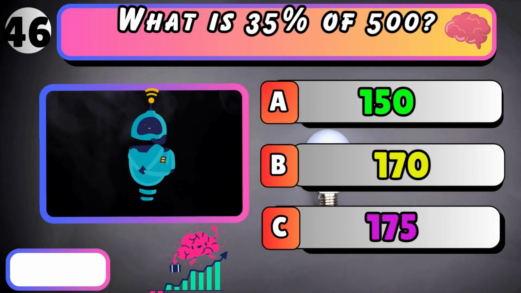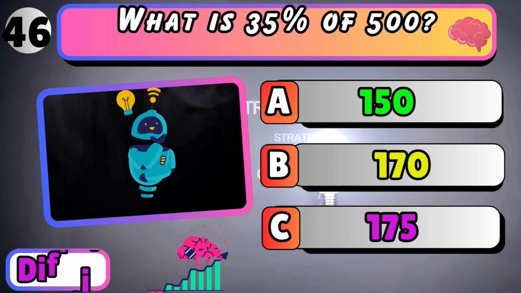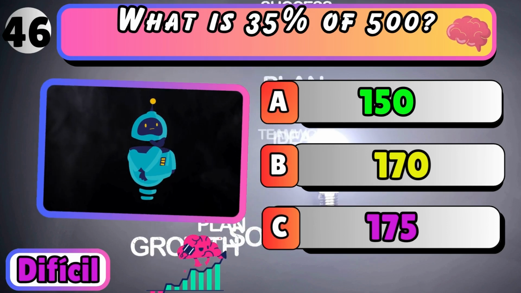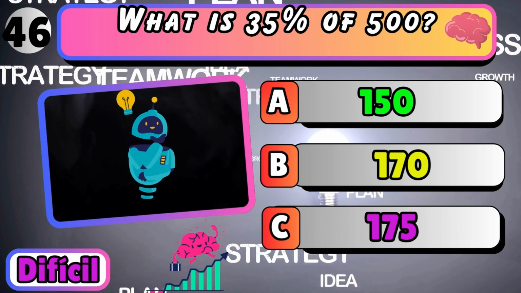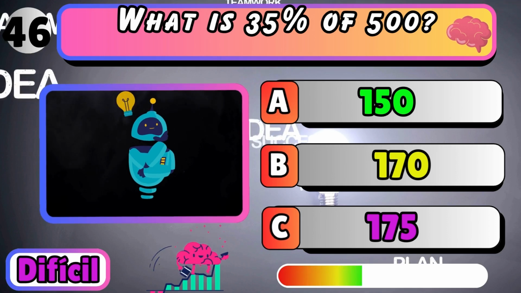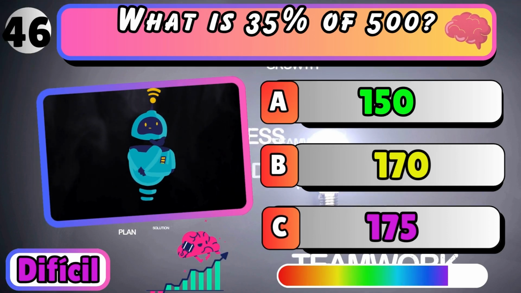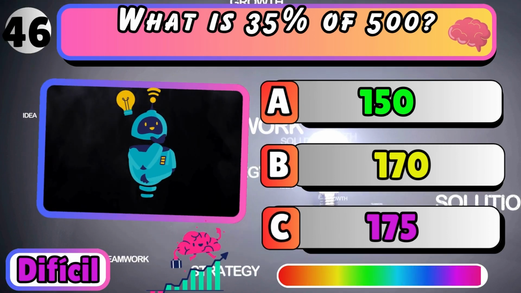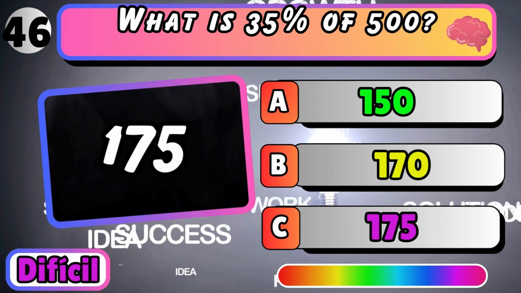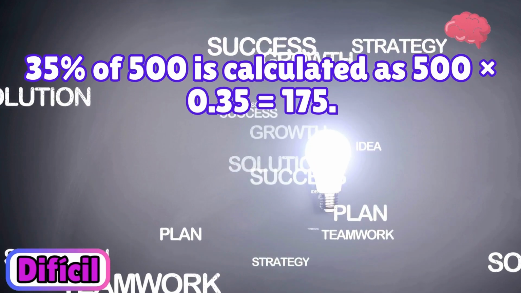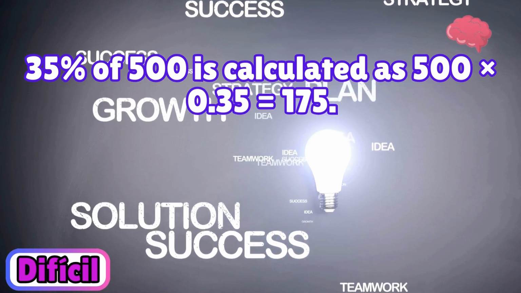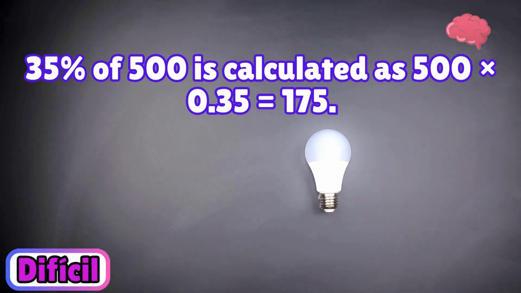What is 35% of 500? 150, 170, or 175? 175. 35% of 500 is calculated as 500 times 0.35, which is equal to 175.